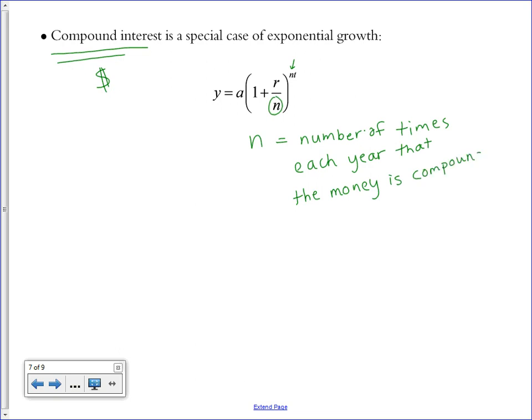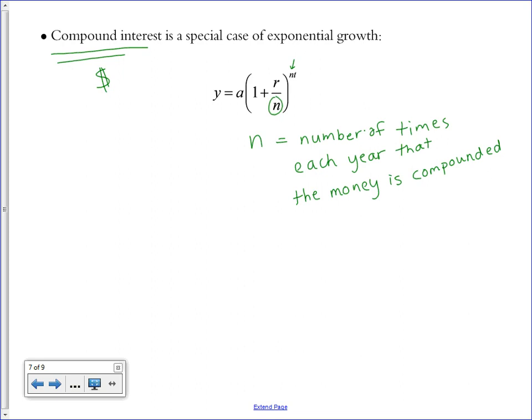So this means when you put your money in the bank and they pay you out a certain interest rate, how often are they paying you? Are they waiting until the end of every year and just paying you your interest on December 31st? Or are they paying you this interest throughout the year? Are they paying it to you once in January, once in March, and so on? So the number of times each year that the money is compounded is going to get worked into the formula. Let's talk about the possibilities.